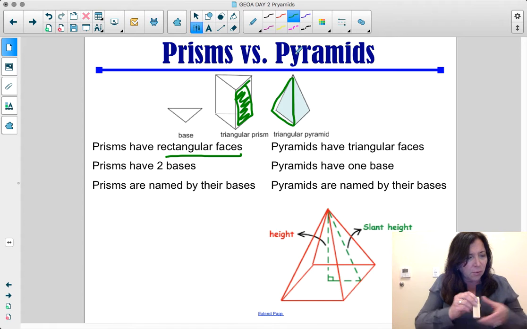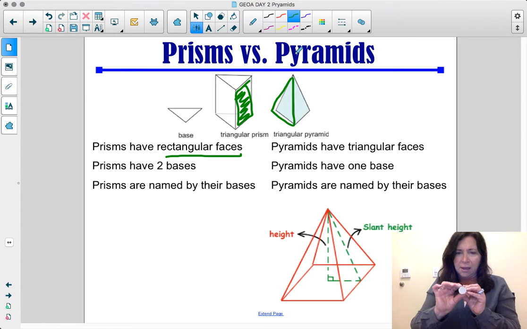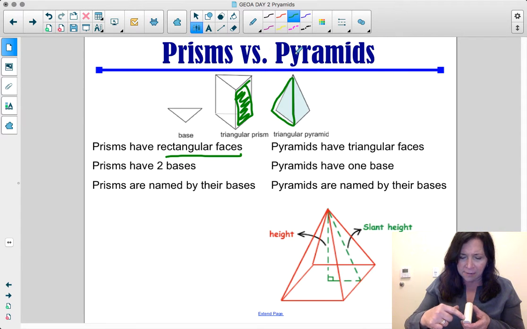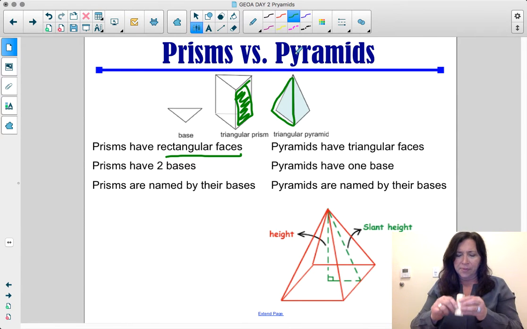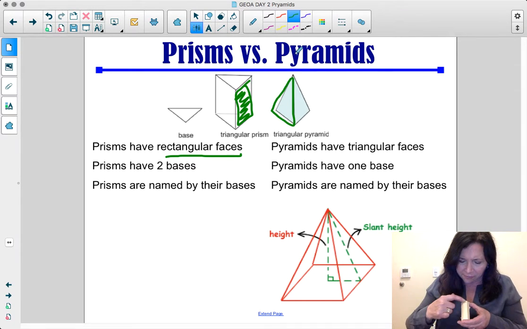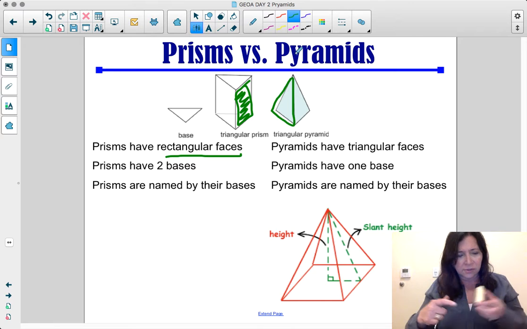And so every one of my prisms, if this is an octagonal prism, because both of the bases are the same, again, the faces are rectangles. Same thing with this one. Look at the base. This is a hexagonal prism. If you look at the faces, those are rectangles.